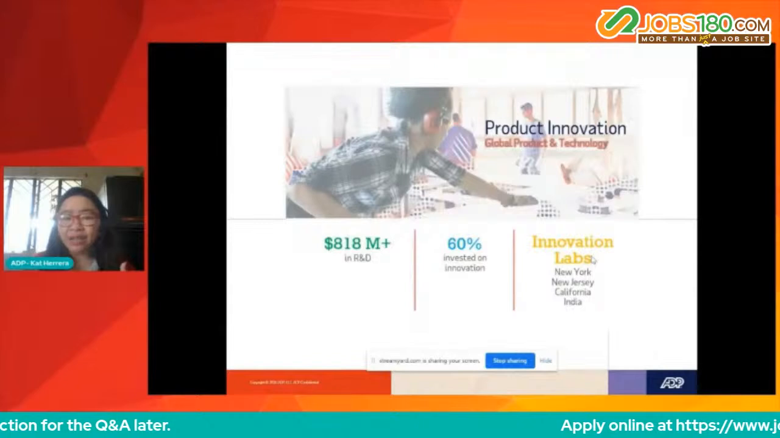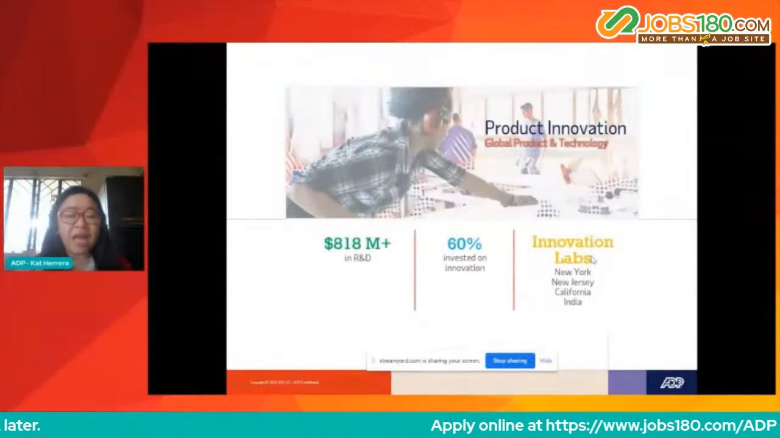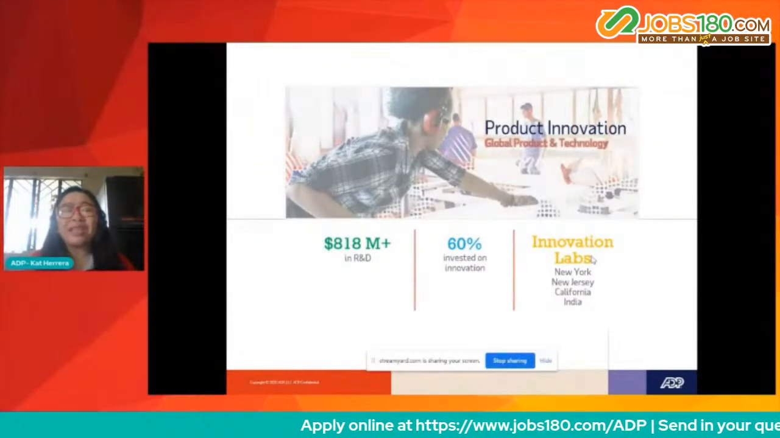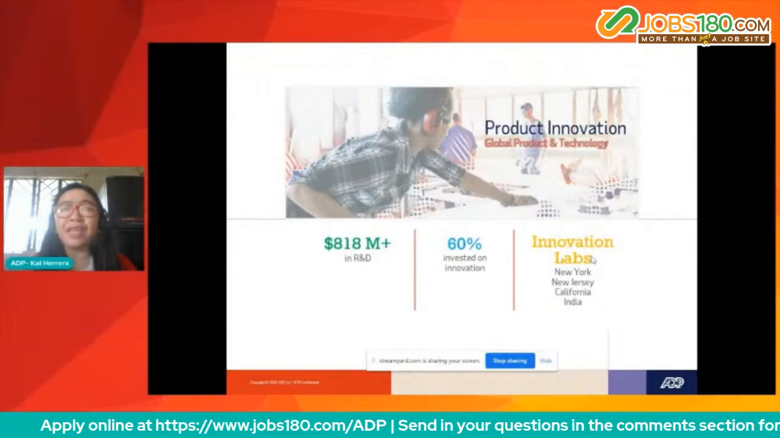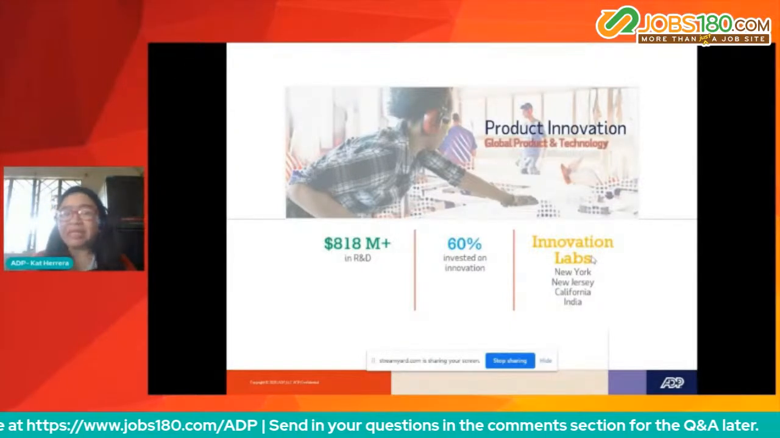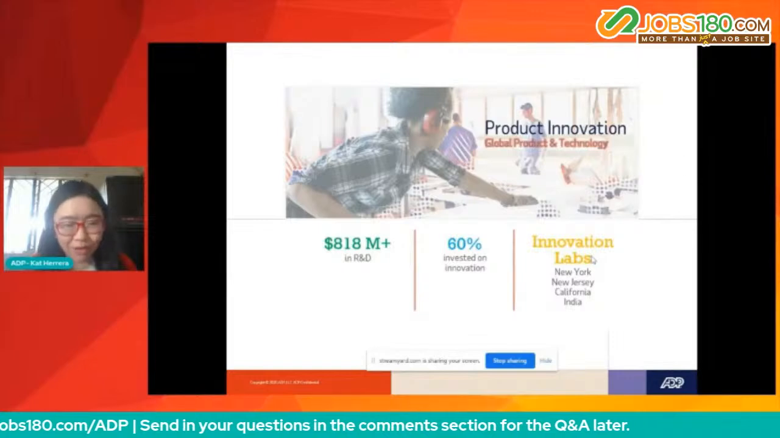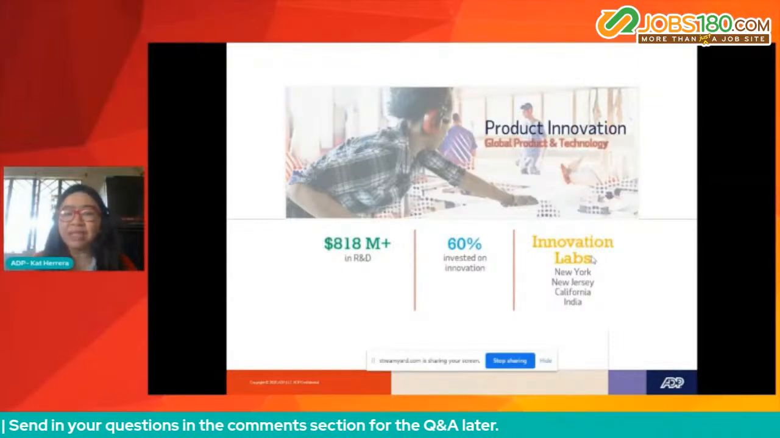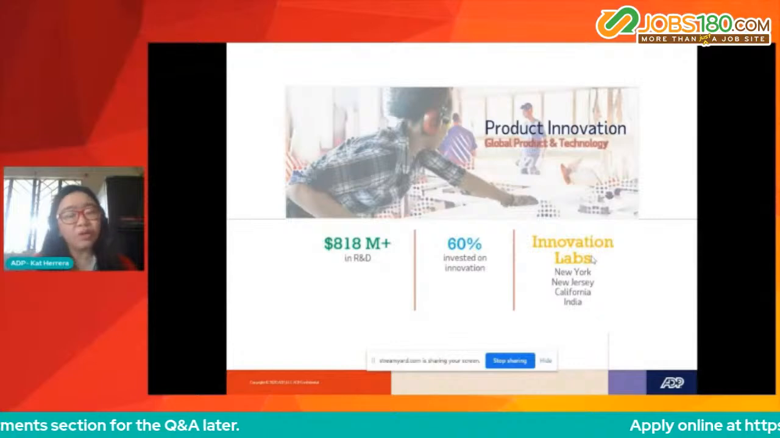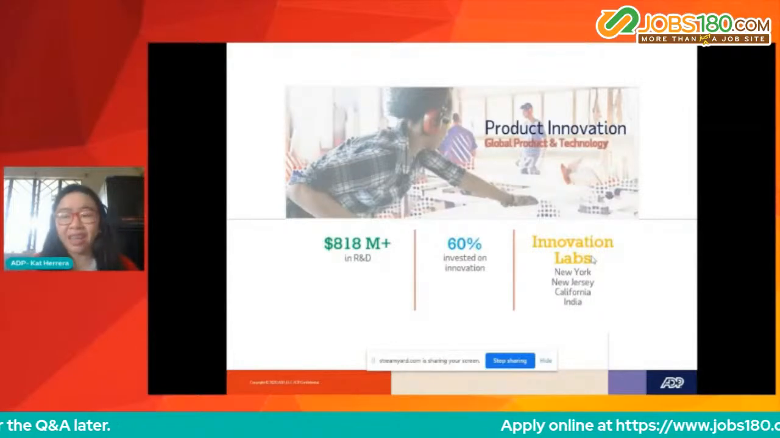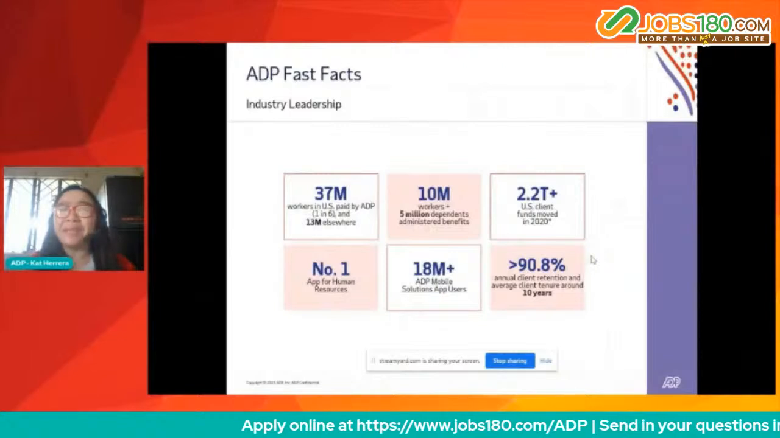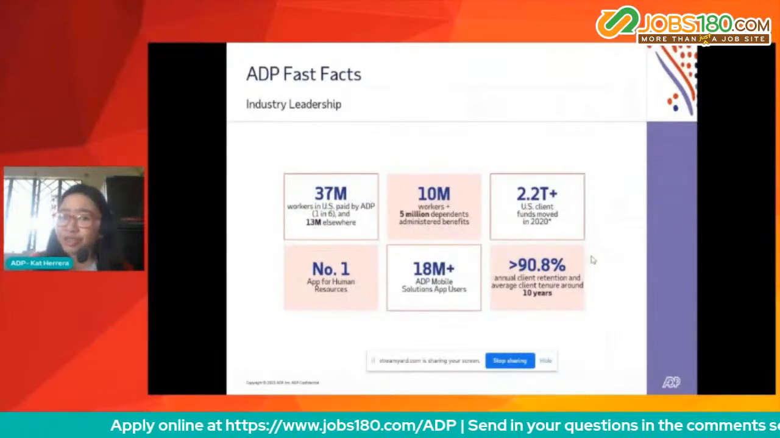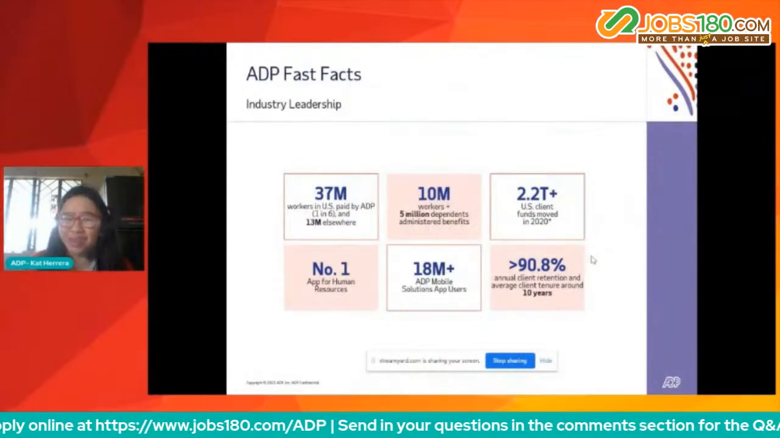For the details or fun facts from us, we spent more than $818 million in research and development alone. What does that mean? ADP is invested in its people. 60% was invested in innovation, and there are innovation labs in New York, New Jersey, California, and India. I hope I'm not going too fast because I just want to maximize the time, but later on I assure you that we're going to have time for Q&A.